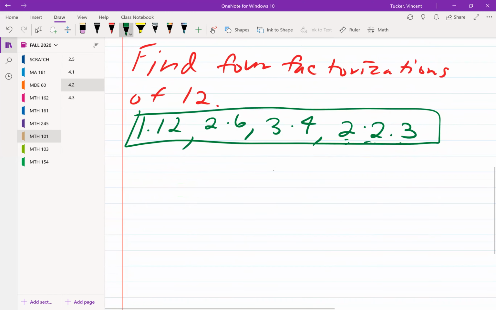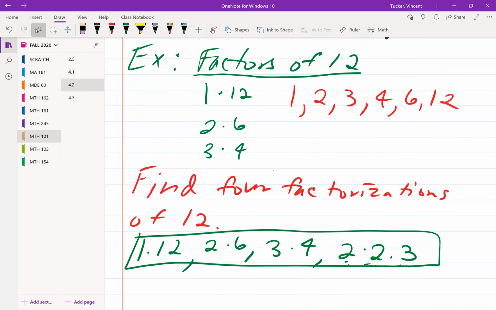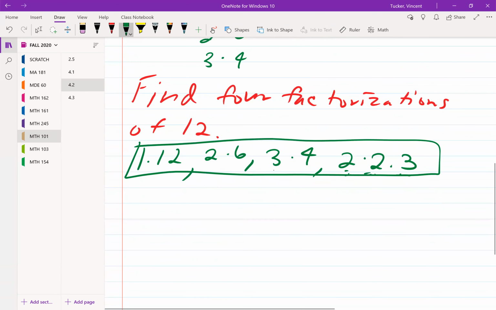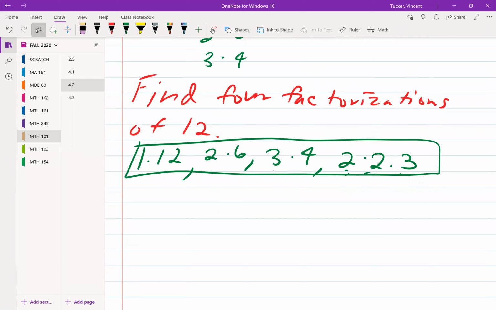So make sure you pay attention to your directions and what they're asking of you. Once again, the first one was list the factors of 12. So 1, 2, 3, 4, 6, 12. The next one, find 4 factorizations of 12. How many different ways could you multiply numbers together in order to give you 12? 1 times 12, 2 times 6, 3 times 4, 2 times 2 times 3.